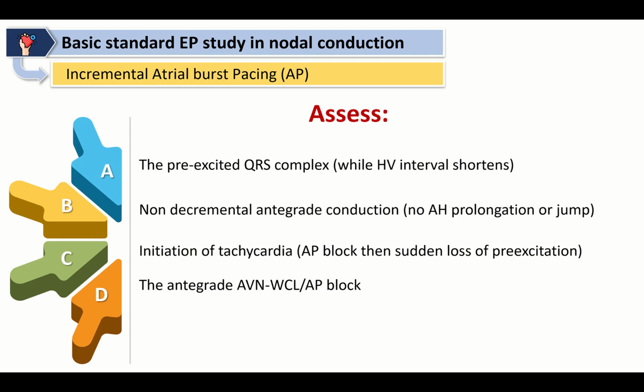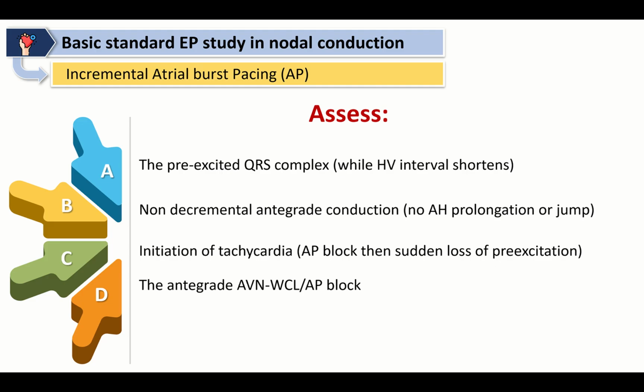Golden rule: when you assess the antegrade conduction giving an atrial extra stimulus, you have to assess the pre-excited QRS complex. The accessory pathway has antegrade conduction, the HV interval will be short, with non-decremental accessory pathway conduction, no AH prolongation, no AH jump. Then initiation of tachycardia if we reach block in the accessory pathway.